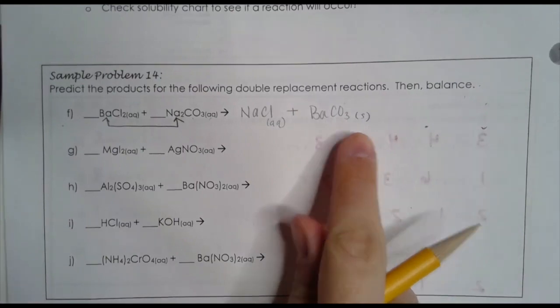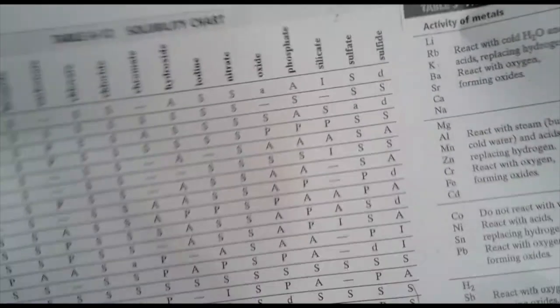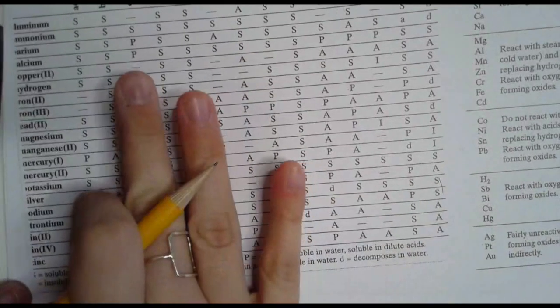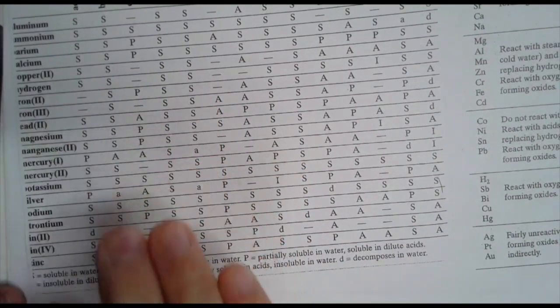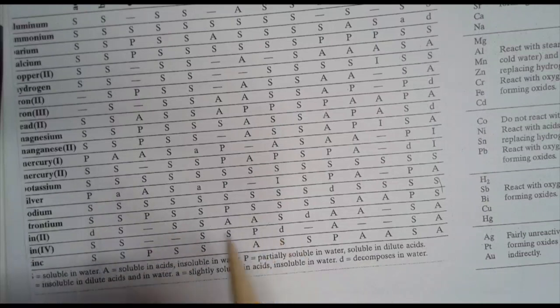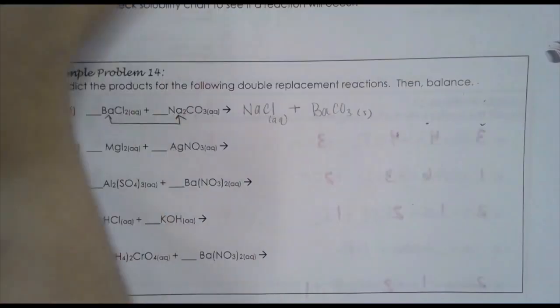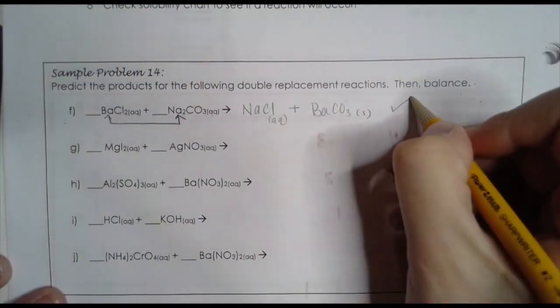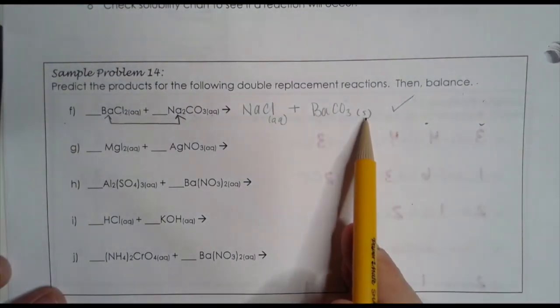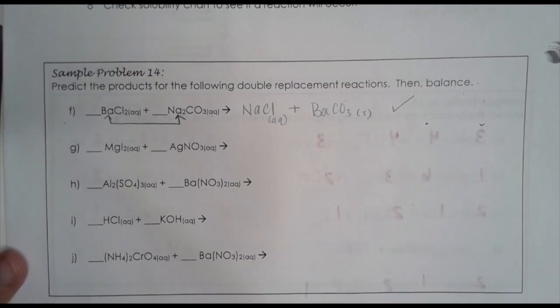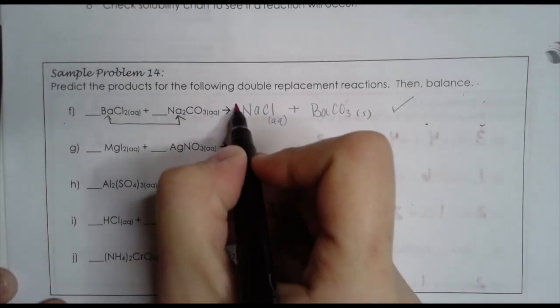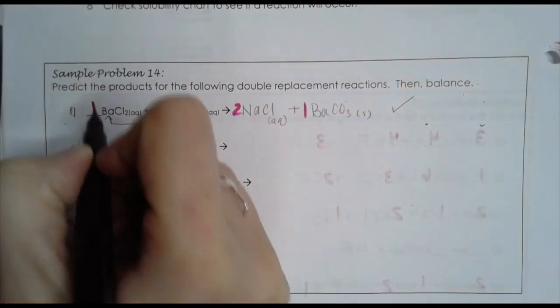Anywhere you see an S on this solubility chart means that it's going to be aqueous in solution. It dissolves in water. Anywhere where there's not an S, you're going to write an S because it's a solid. So it's backwards in that case. So we actually will see a reaction here because I do have a solid precipitate that's formed. And then, of course, like always, let's just balance. So I'm going to throw a 2 in front of sodium chloride, and then we're done there.